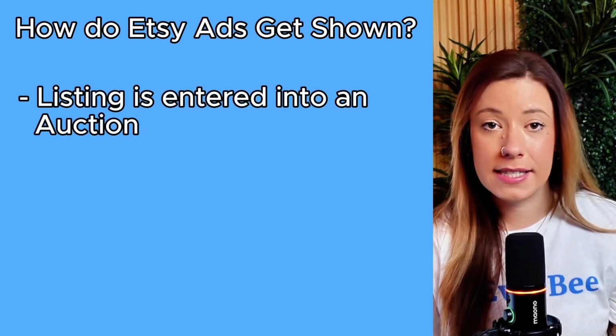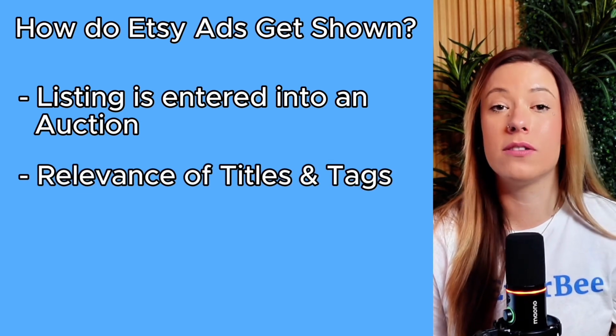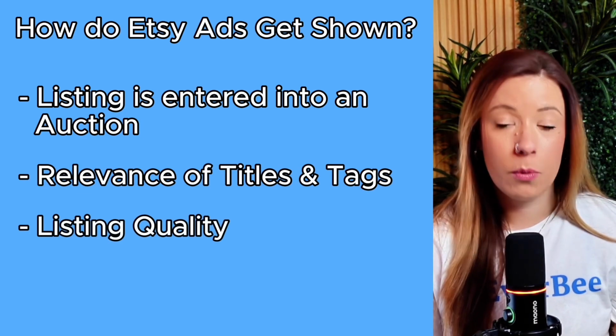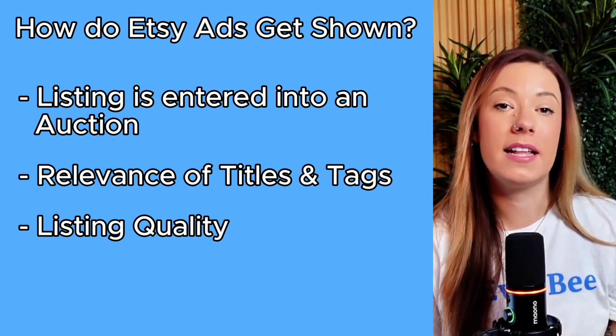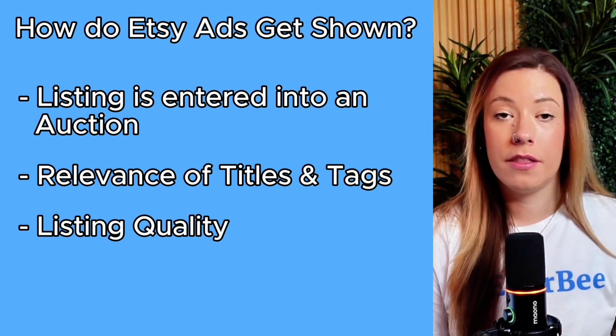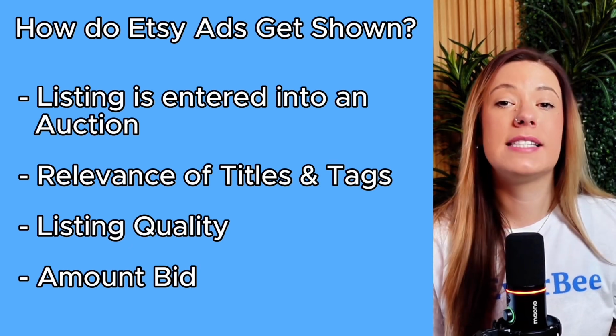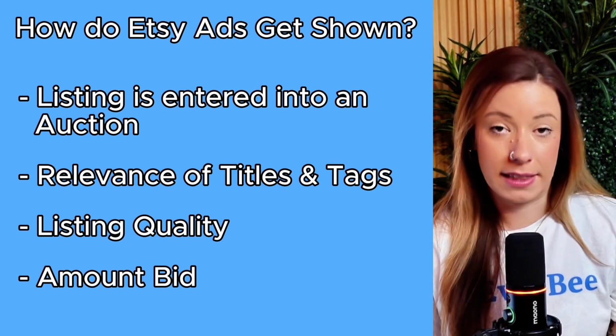During this auction, Etsy is comparing the relevance of your titles and tags, your listing quality, which is basically where Etsy gives every listing a quality score that reflects how likely shoppers are to click on your listing, and the amount that you're bidding, how much Etsy thinks you're willing to spend for that click. Then Etsy automatically adjusts your ad bids behind the scenes based on several other factors to get your listing in front of the right people at the best possible price.